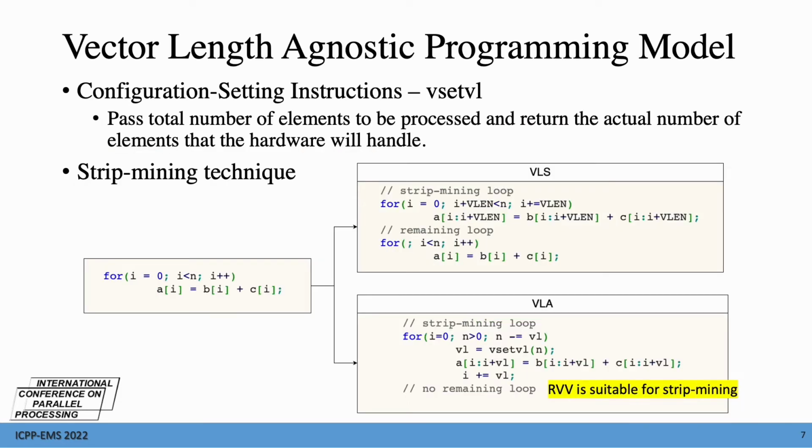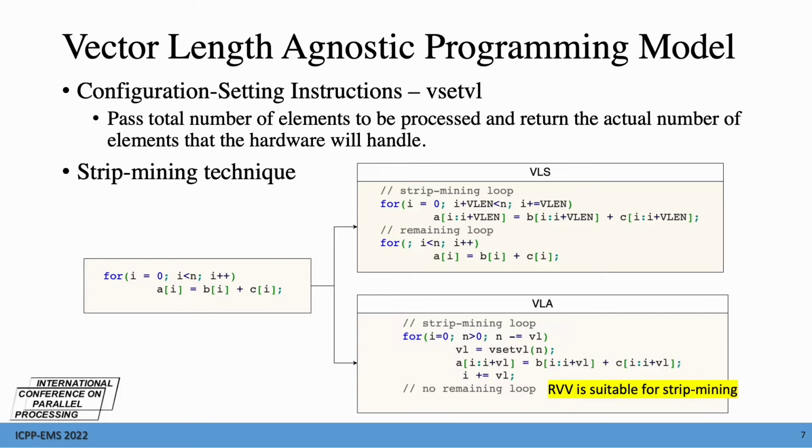Since RISC-V has implementation-defined vector length, we can use the vector length agnostic programming model to develop RISC-V programs. Vector length agnostic, or VLA, means that the vector length is unknown when developing the program. As a result, we should treat the vector length as a variable. To get this value, RISC-V provides a configuration setting instruction, vsetvl. It takes the total number of elements to be processed and returns the actual number of elements that the hardware will handle.